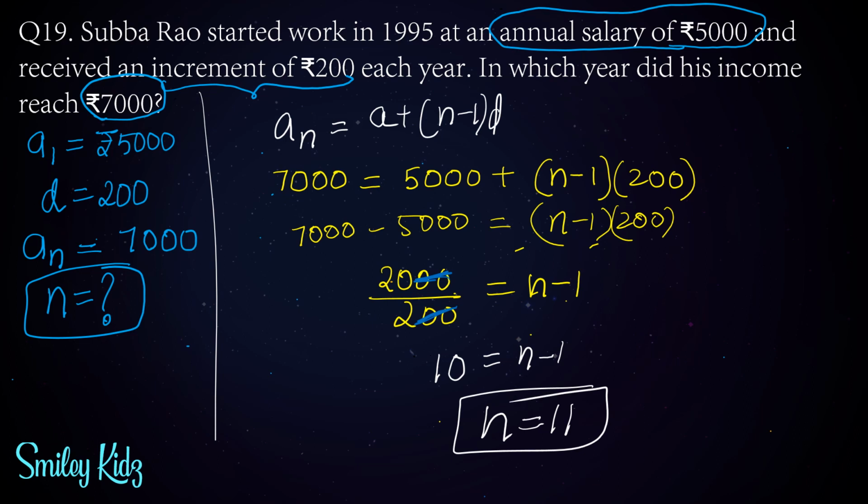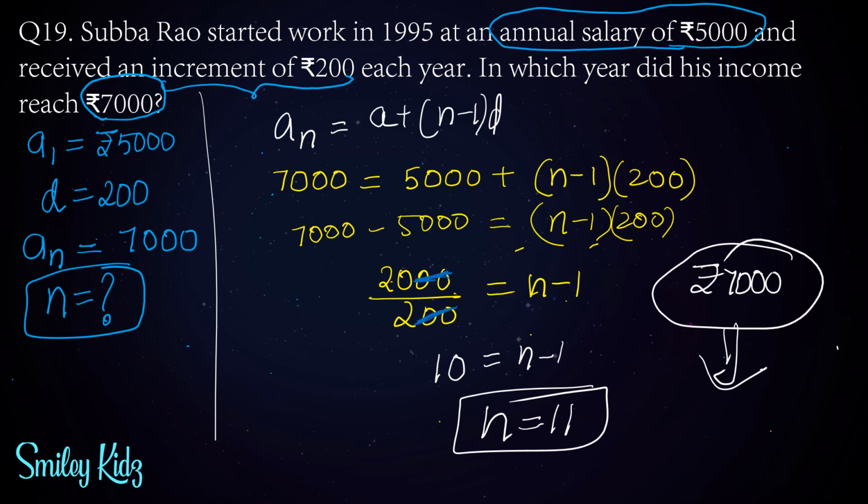That means Subbarao's income will reach rupees 7,000 in the 11th year.